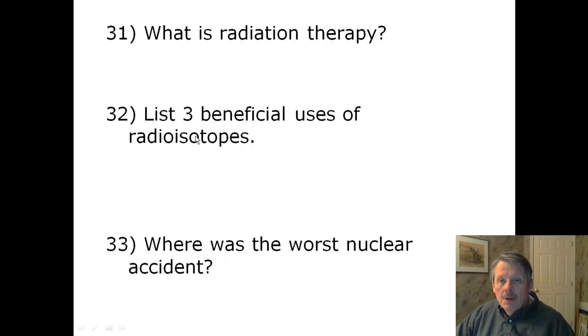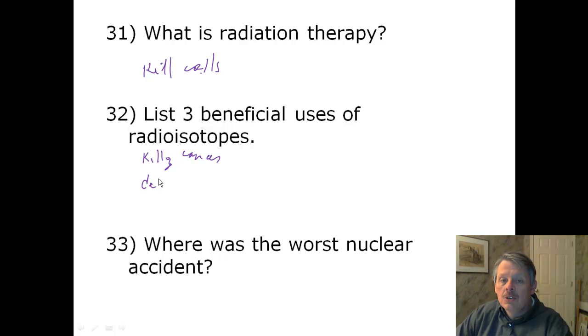Okay, we talked about radiation therapy, for example, using radium implants, all right, to go and irradiate or kill cancer cells. 3 beneficial uses of radioisotopes. Well, one is killing cancer. One is detecting cancer. We talked about thyroid, how iodine-131 could be put in your system, and then they can see your thyroid glands without cutting you open. All right, so detect, T-E-C-T, detect cancer.